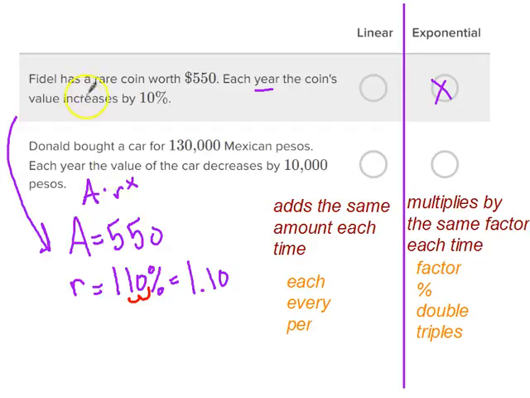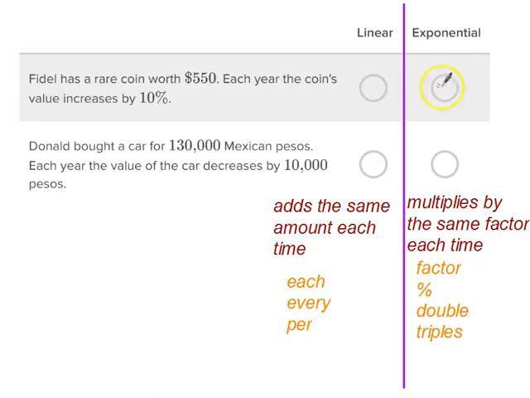So the equation that models the coin here is y equals, the value of the coin is equal to 550 to start with, times 1.1 raised to the x, where x is the year. So that's the first equation. The second equation, this is exponential.